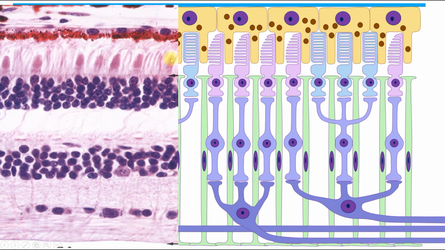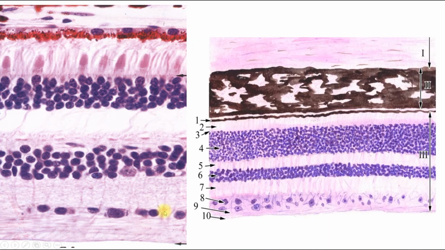Pigment layer, photosensory layer, which corresponds to outer segments of rods and cones, outer limiting membrane, outer nuclear layer, outer plexiform or reticular layer, inner nuclear or granular layer, inner plexiform or reticular layer, ganglionic layer, layer of nerve fibers, and inner limiting membrane. 10 morphological layers of human retina.